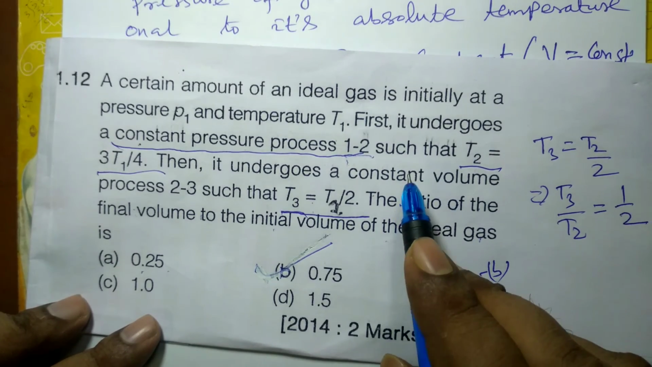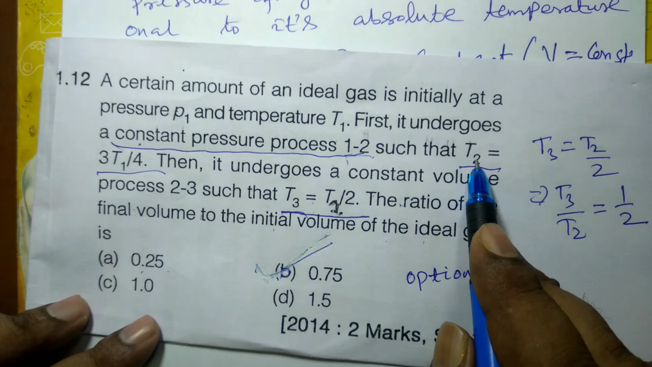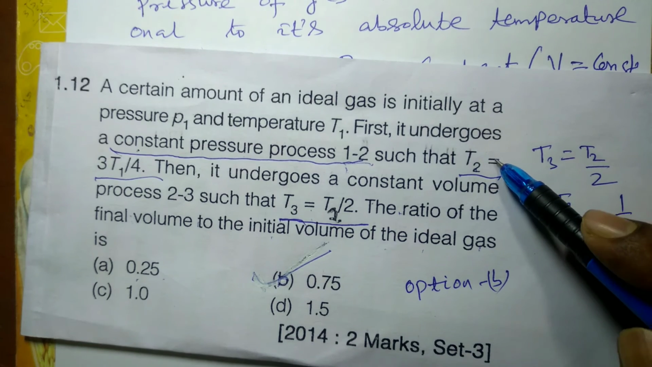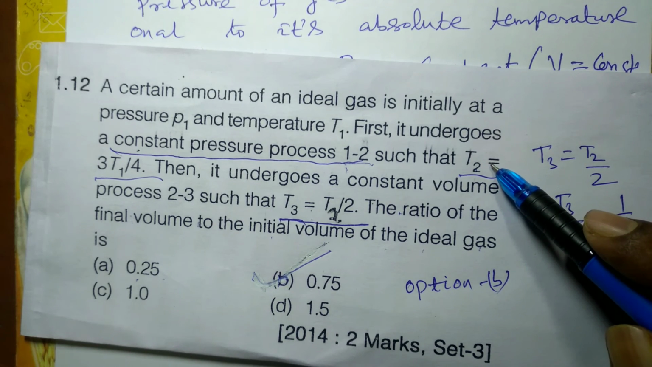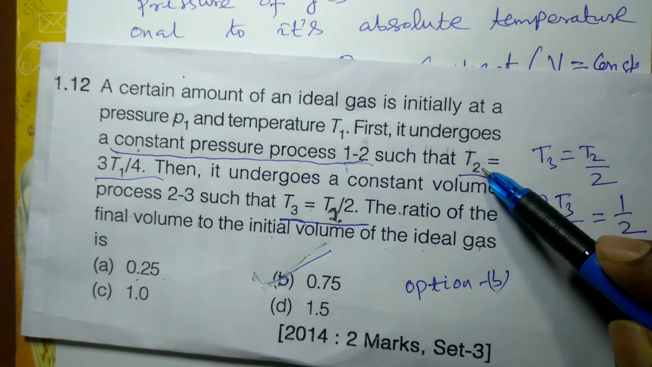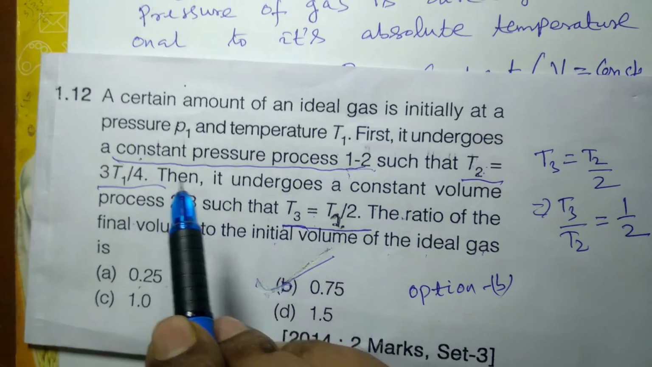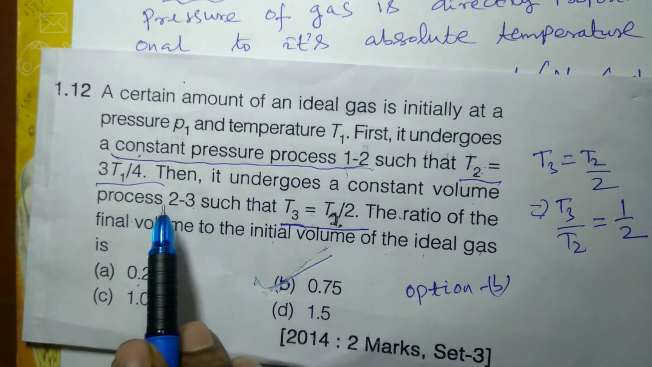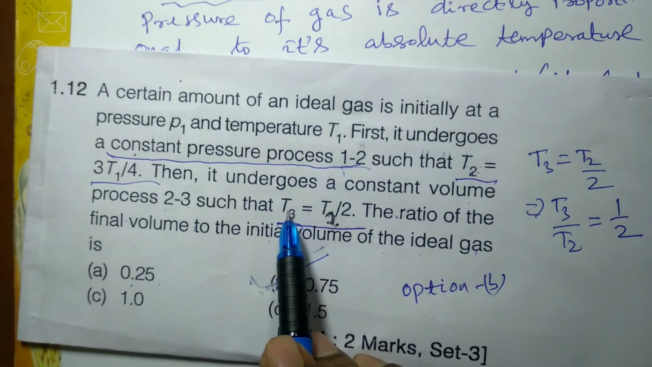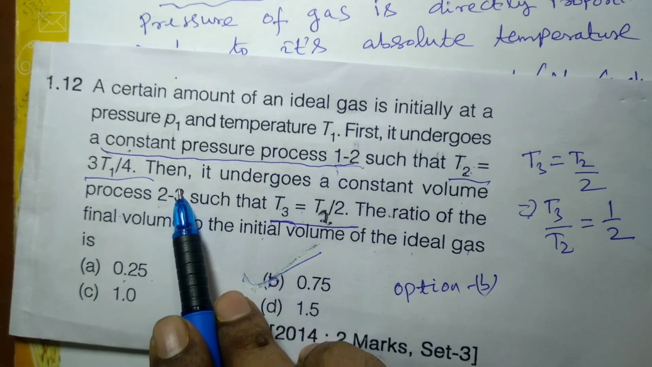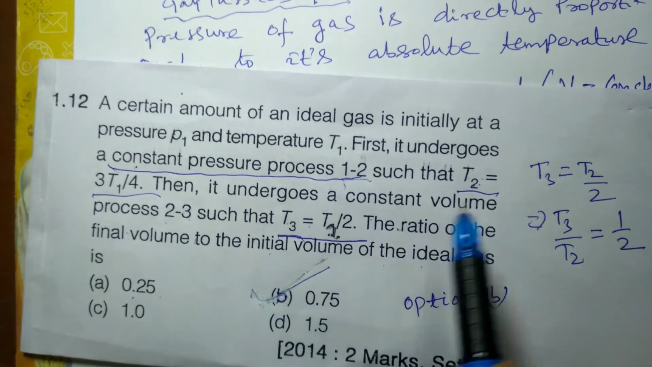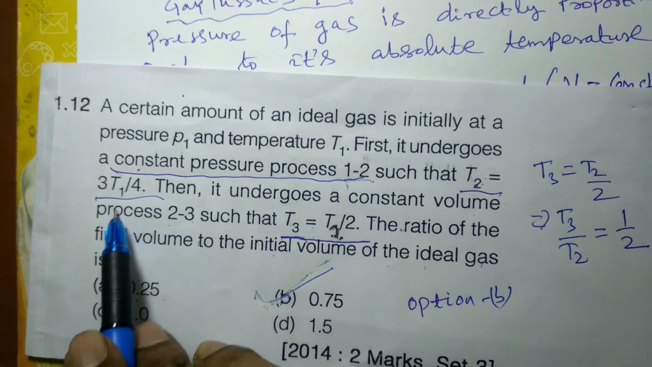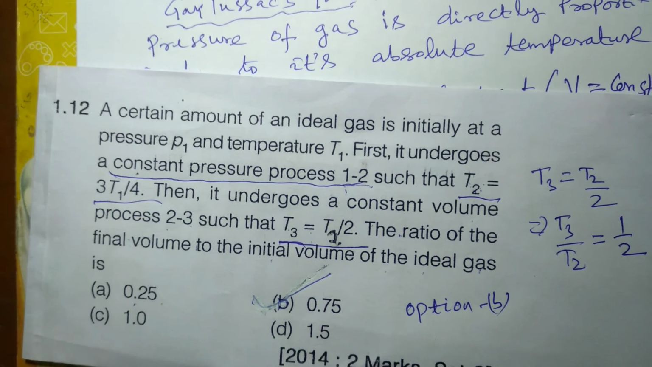It can just be calculated by applying Charles law for the first process 1 2, which is a constant pressure process. According to Charles law, at constant pressure the volume is directly proportional to temperature. So V2 by V1 is equal to T2 by T1, that is 3 by 4. But V3 is equal to V2 because 2 3 is a constant volume process. We need not find anything with respect to process 2 3. We know V3 by V1 will be equal to V2 by V1, and V2 by V1 is equal to T2 by T1, which according to the given data is 3 by 4 or 0.75.